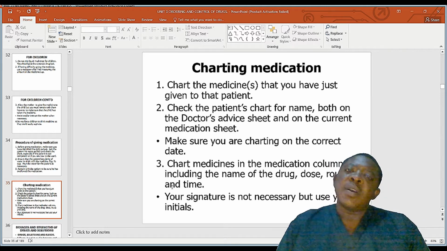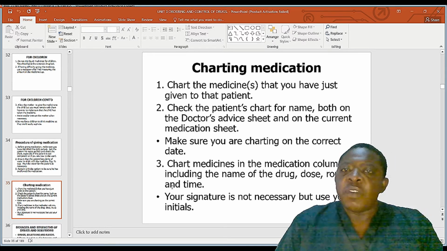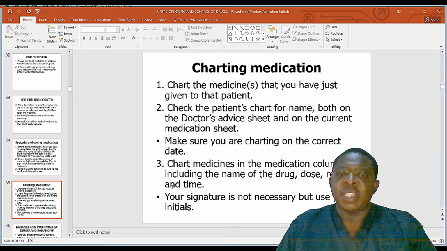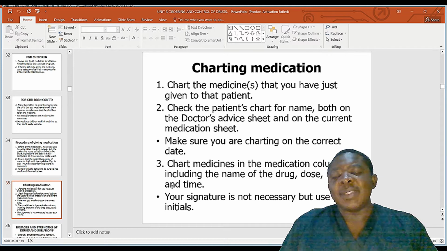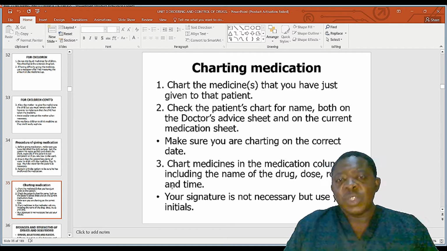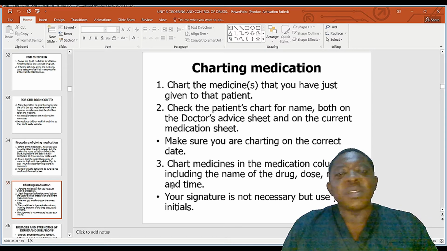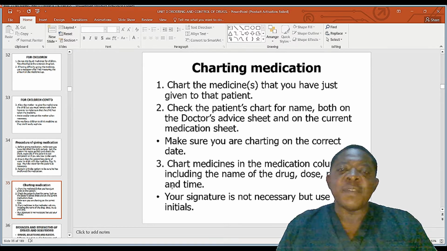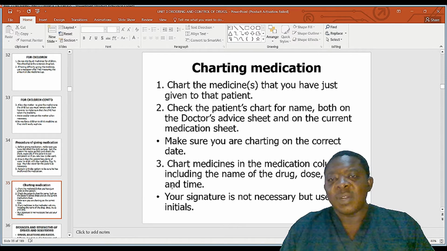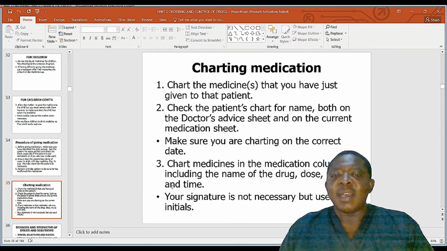Now let us talk about charting of medication. Chart the medicines that you have just given to the patient. If not signed for, it means not given. If it is not ticked, that means it has not been given. You can check the patient's chart for the name both on the doctor's advice sheet and on the current medication sheet.